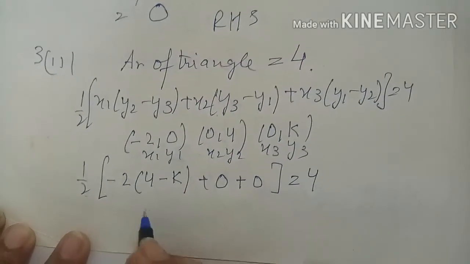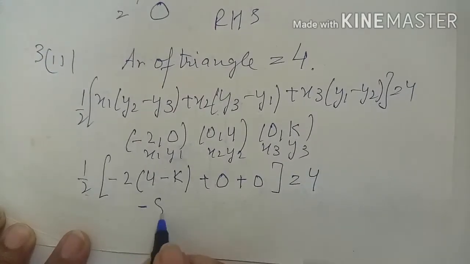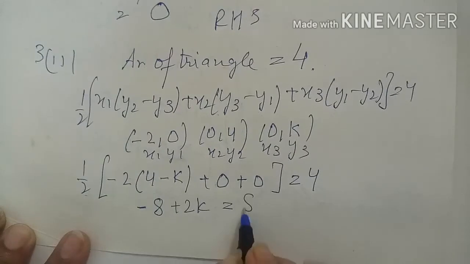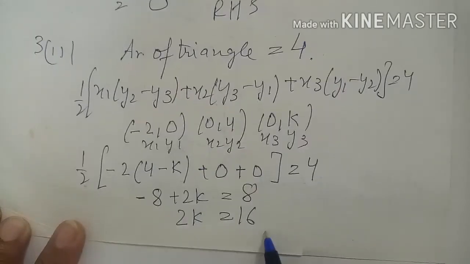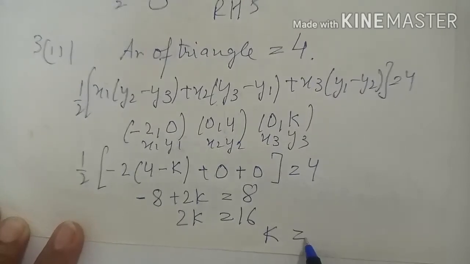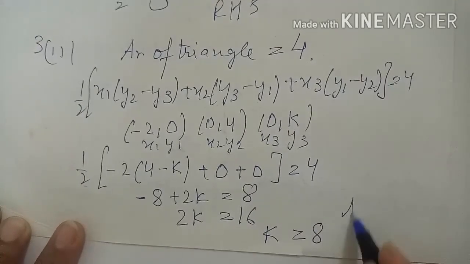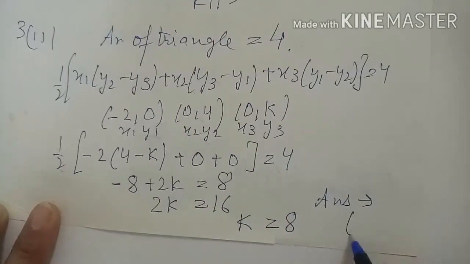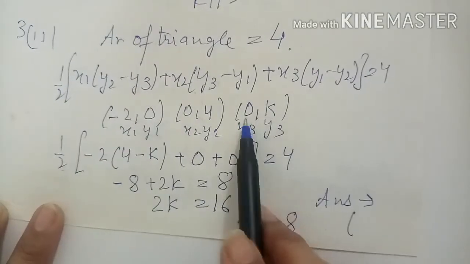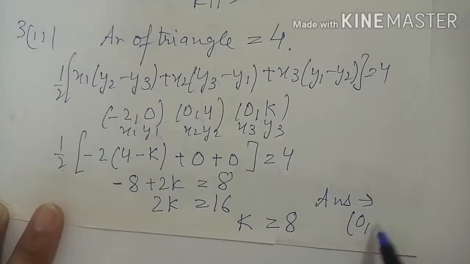Now the cross multiplication, so it will be -8 and plus 2k equals to 8, so 2k will be 16, therefore k will be 8. So the answer, we have to leave the answer in coordinate form because we have to find this point 0 and k, so answer will be 0 and 8.